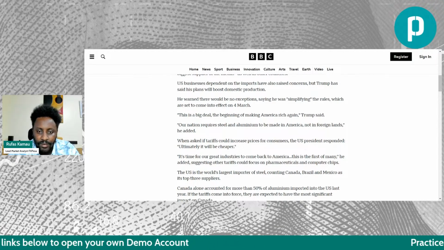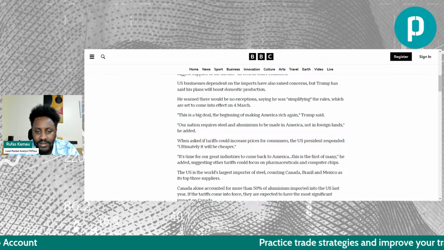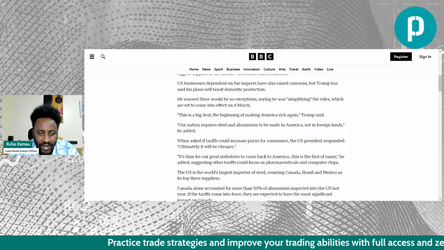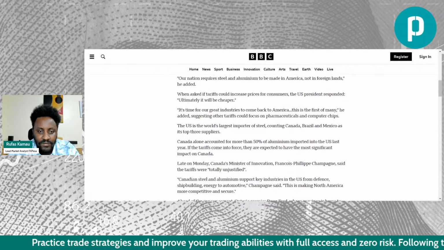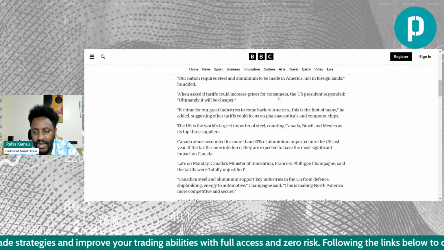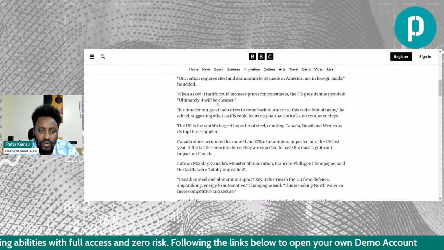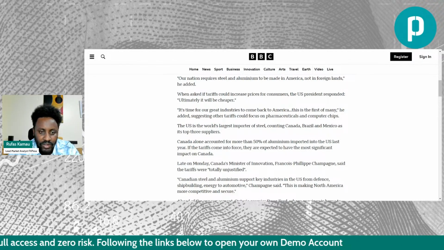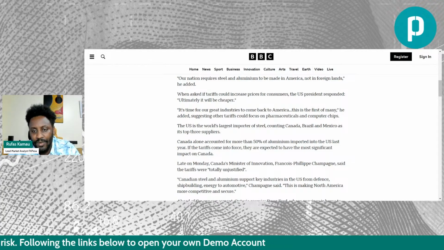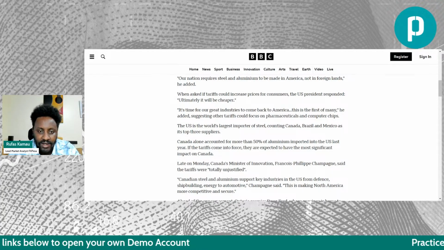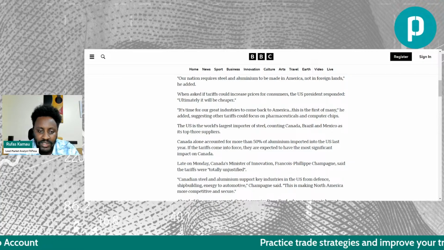So this is a big deal, the beginning of making America rich again. Our nation requires steel and aluminum to be made in America, not in foreign lands, he added. When asked if tariffs could increase prices for consumers, the US president responded, ultimately it will be cheaper. It's time for our great industries to come back to America. This is the first of many, he added, suggesting that other tariffs could focus on pharmaceuticals and computer chips.